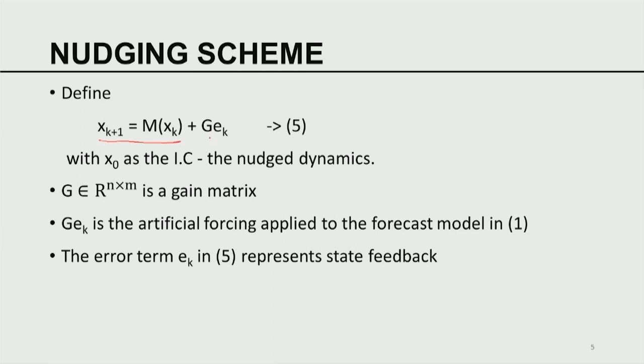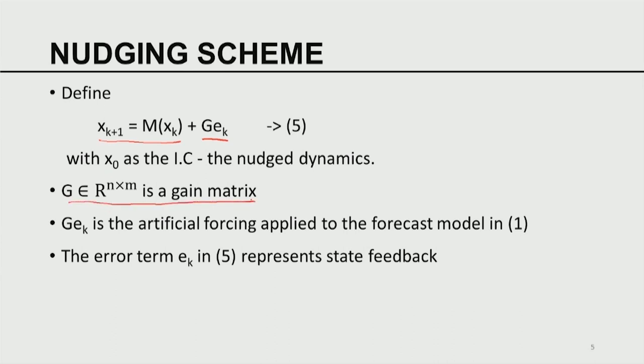I would like to add a forcing term. Please remember ek is the forecast error, g is the matrix. So g times ek is the forcing that is artificially added to the model. The forcing always makes the solution move towards a particular goal. Our aim is to find g such that asymptotically the model state moves towards the observation, which represents the true state of the model. So g is called a gain matrix.